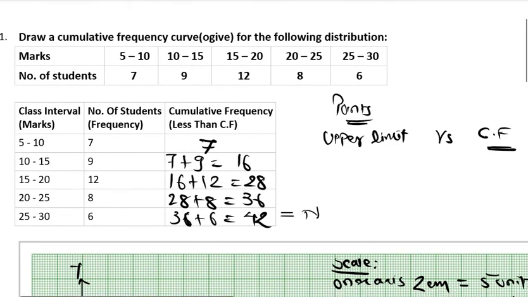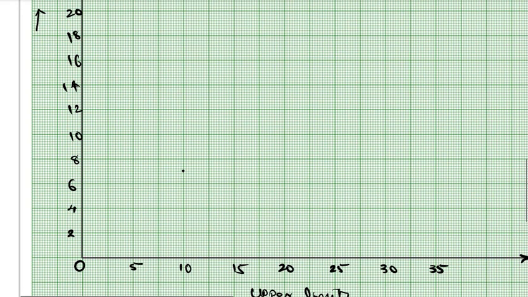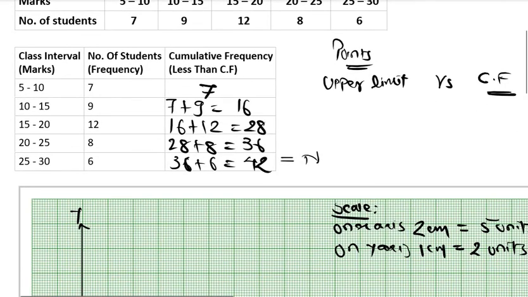Next is upper limit 15 versus 16. Always in the less than ogive, it is upper limit versus cumulative frequency. 15 versus 16. So this is the line of 15 and this is the point 16. Whenever you draw a point, you just make a circle around it and highlight it in a very subtle way.